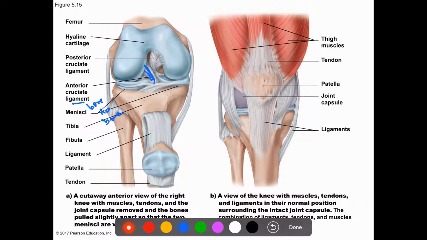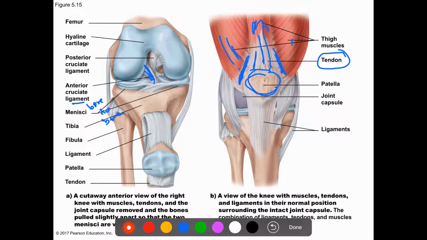Along with the ligaments, we have the tendons. The tendons are attaching muscles to bones. So these are the tendons. This is the patella. This is the bone, and tendons are attaching the muscle fibers to this bone. And similarly here, these are in white. All of these are tendons, and they are attaching the muscle fibers to the bones.